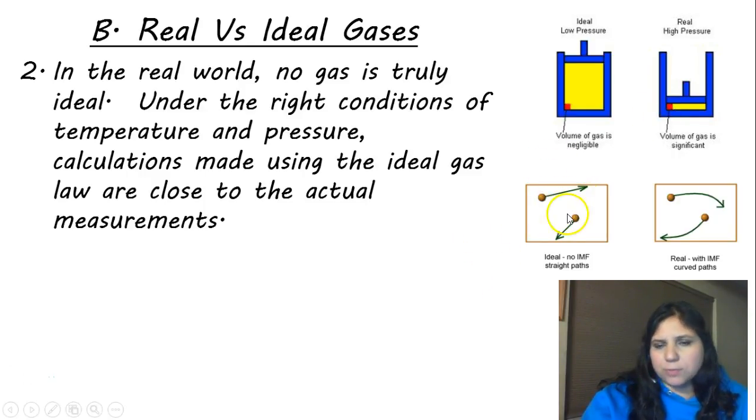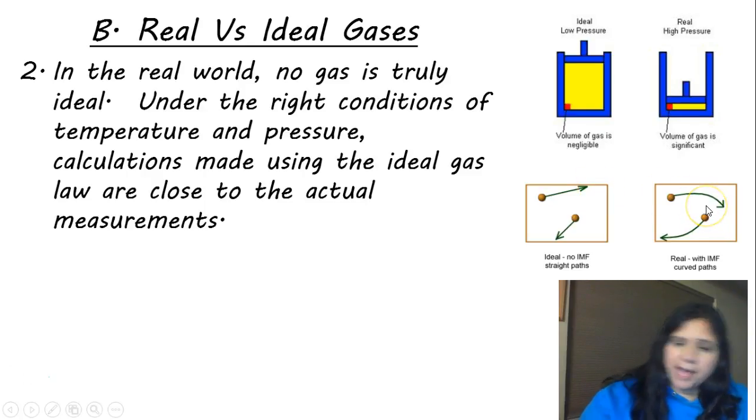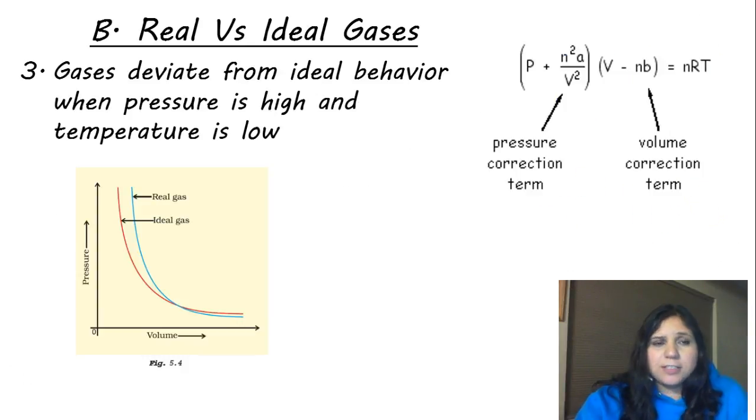The intermolecular forces can also be felt in a gas. When the intermolecular forces are felt in a gas, the particles no longer travel in straight lines, they travel in curved paths. You need to know when gases are going to deviate from ideal behavior. That is when pressure is high, they're squished together, and temperature is low, they're moving slowly. When this happens, they start to feel those intermolecular forces, and they come closer together. Then their volume becomes significant.